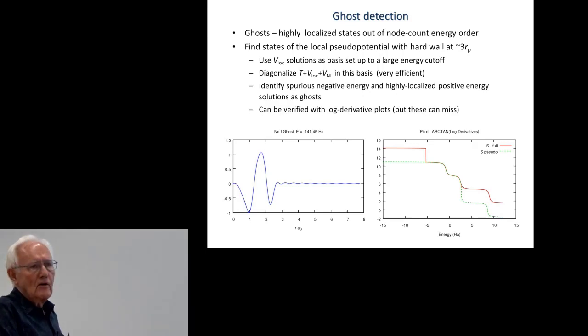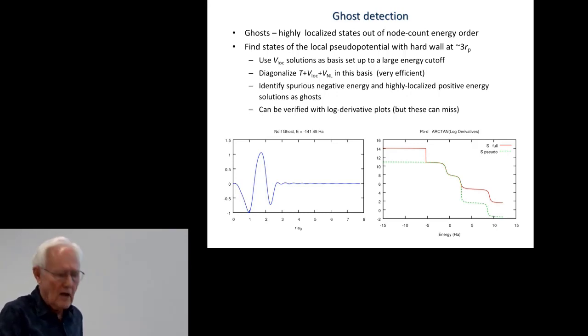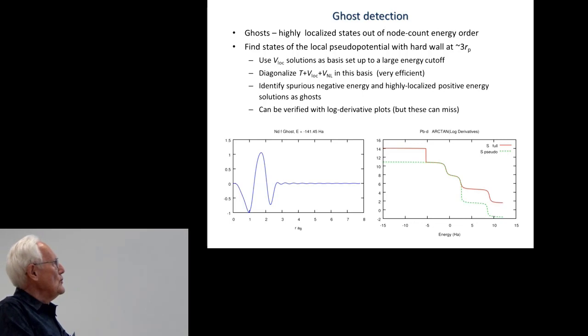Okay, next topic, ghosts. Ghosts are highly localized states which are out of node count order. You don't get ghosts when you have a strictly local potential. It's a characteristic of non-local operators. And there's a quick and easy method to test this without having to do a calculation on solids. You put a hard wall around the pseudo-atom. You use eigenfunctions of the local potential as a basis, which can run up to very high energies for accuracy. And ghosts show up when you diagonalize the full Hamiltonian as highly localized wave functions.